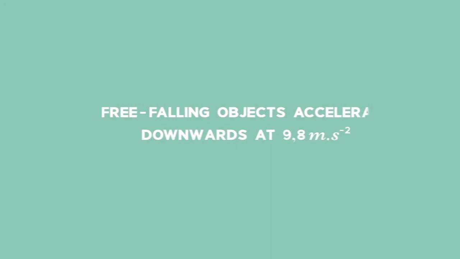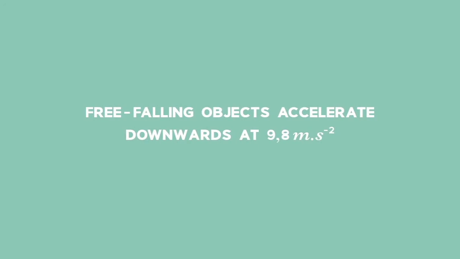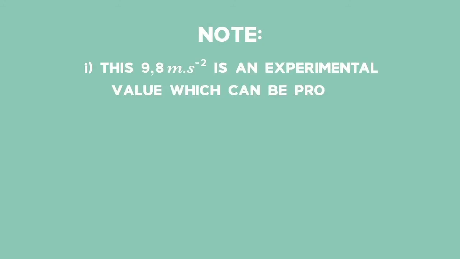1. Free-falling objects are objects which, with no friction or support, accelerate downwards near the Earth's surface at 9,8 meters per second squared. Note, this 9,8 meters per second squared is an experimental value which can be proved.